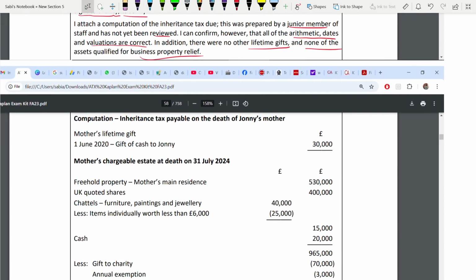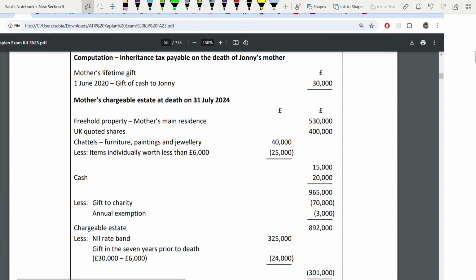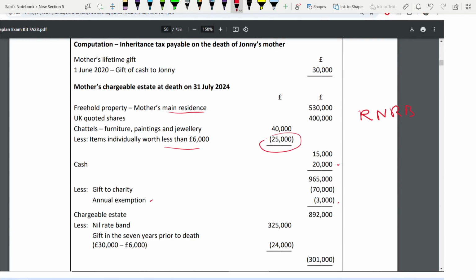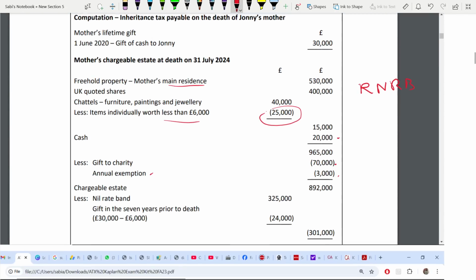Gift of cash to Jonny, 30,000. Now mother's estate has been calculated. There is a main residence, so you are applicable to the residence nil rate band also. Shares are there. Less than 6,000 chattels was deducted here. Cash is there, 20,000. Annual exemption, 3,000. You can see annual exemption does not come in the death estate. That itself is a mistake. Gift to charity is deducted because it's an exempt residue.